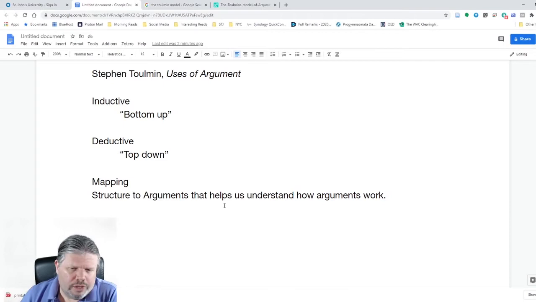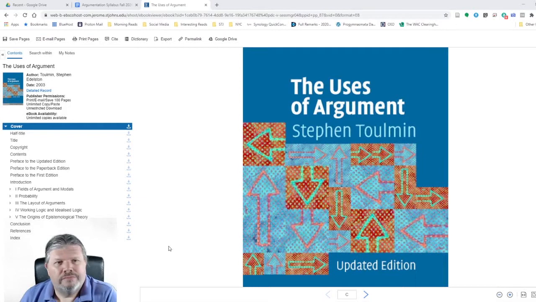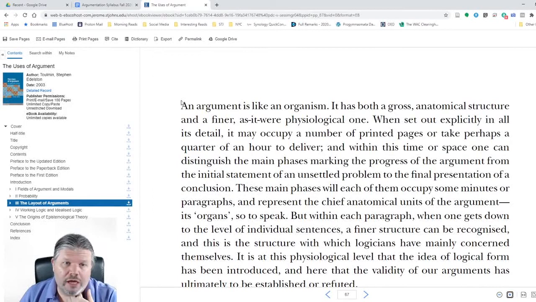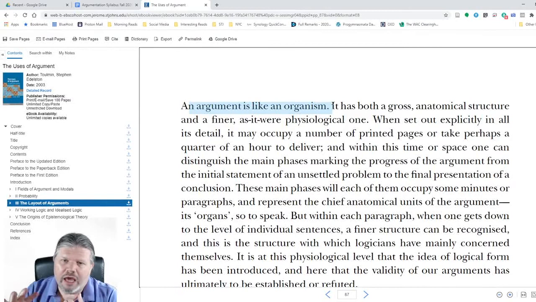All right, so let's look at some of Toulmin's own words, and I'll read it with you, and we'll see where we go from there. I had you read section 3, just a few pages, not too long. The whole book is great. If you're really into it or you're having trouble sleeping, I highly recommend it. And here we are, the very first line of this chapter: an argument is like an organism. This is exactly what I'm saying. He's looking at it from the outside in and saying, okay, argument, you speak to me and tell me what you're about.